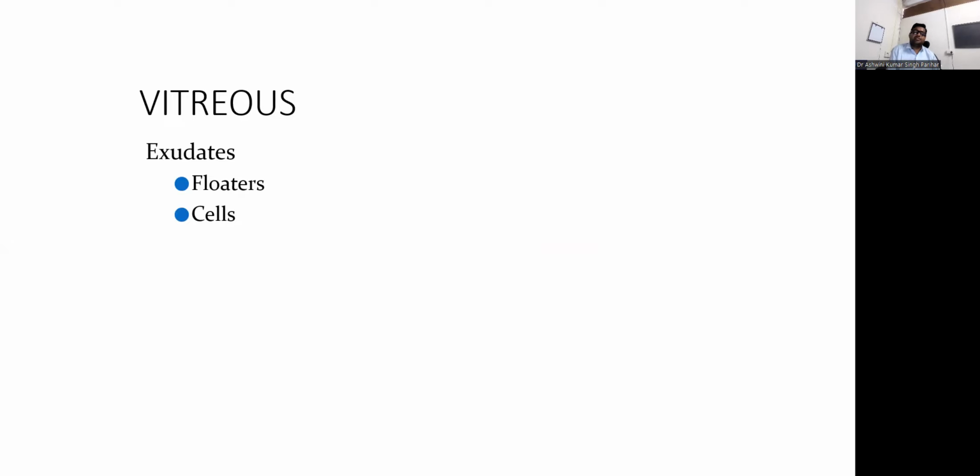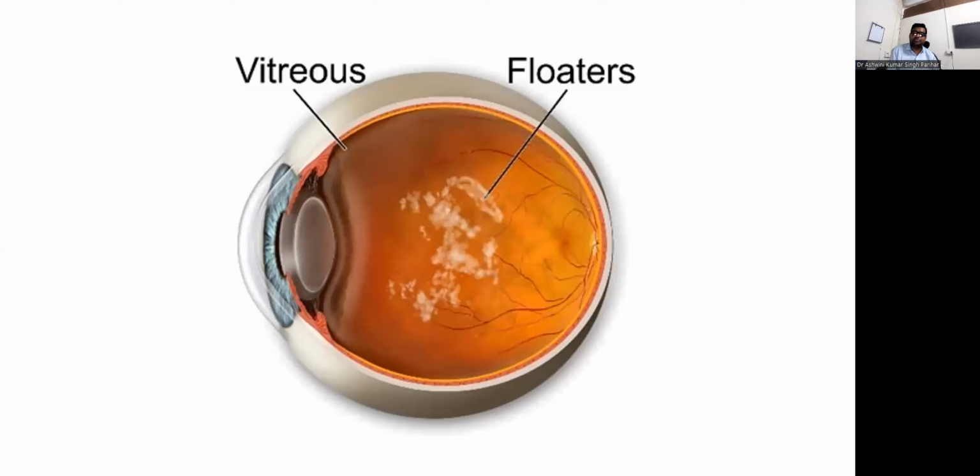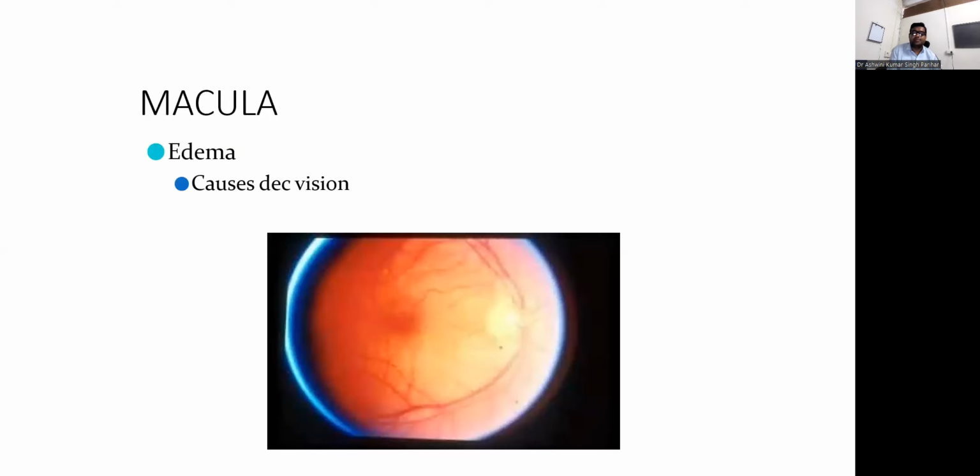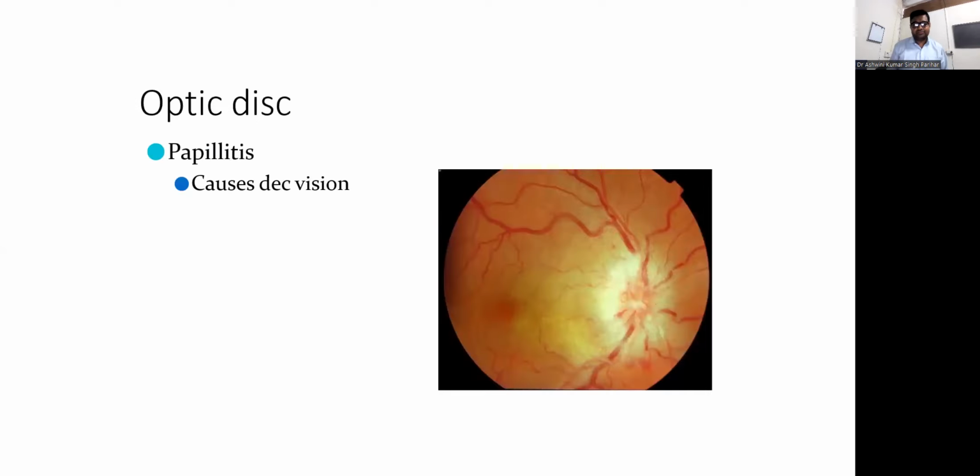And the involvement of the posterior segment: if the exudates are posteriorly, they can lead to the movement of floaters, and that's how the patient will complain of floaters. I have explained this. Now coming to the posterior segment affection, where the involvement of retina as well as macula and disc has happened. If there is macular edema, it can lead to diminution of vision. This is the picture which shows the involvement of the papilla, and this is severe papillitis. The disc architecture is lost.